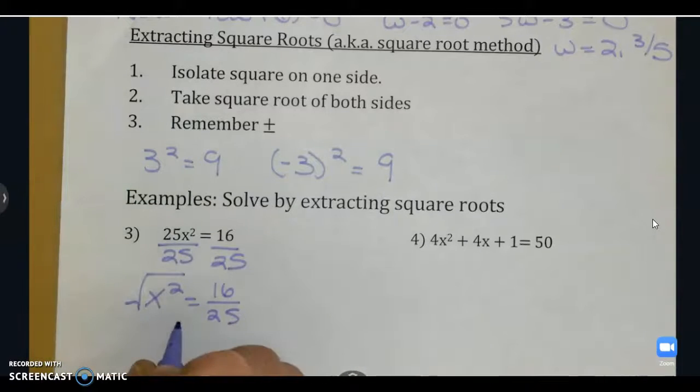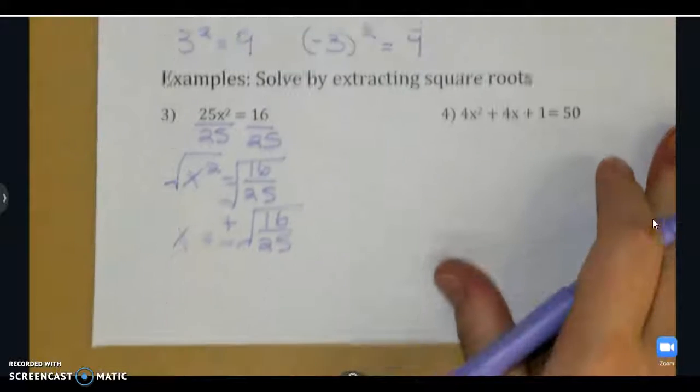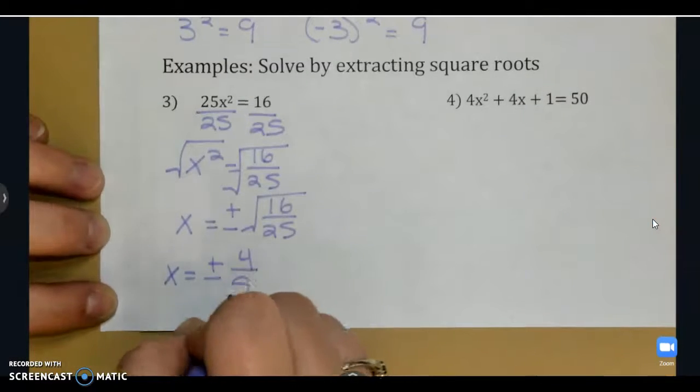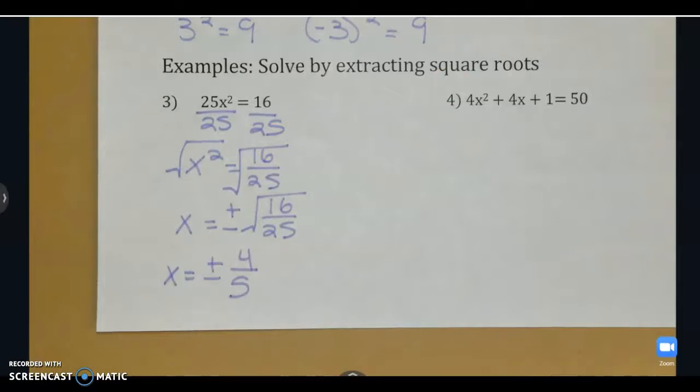Moving on to step 2, I'm going to square root both sides. And I'm going to get that x is plus or minus the square root of 16 over 25. And the square root of 16 over 25 is 4/5. So that takes care of example 3.